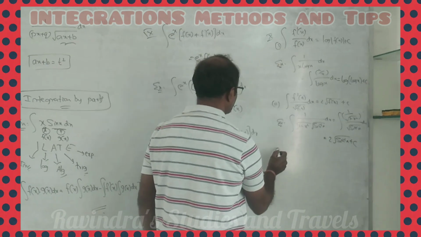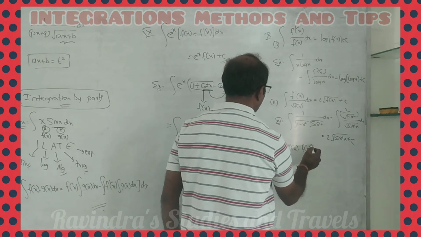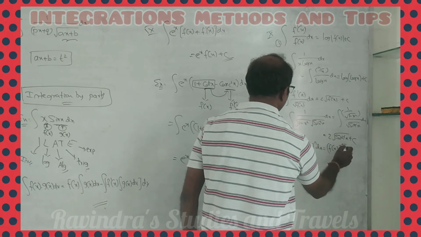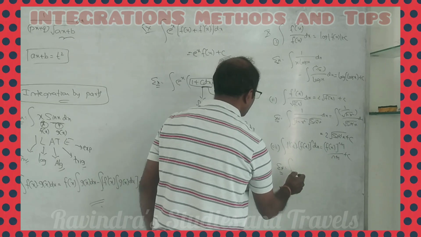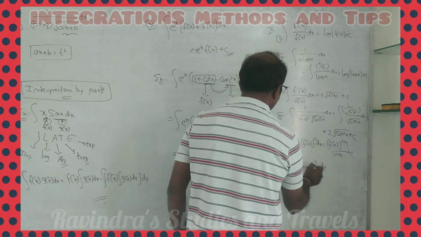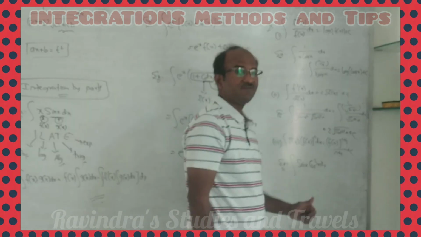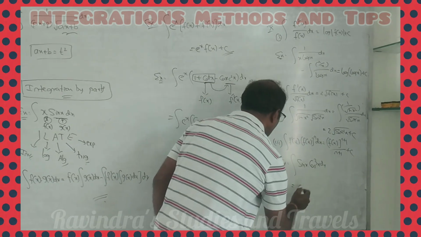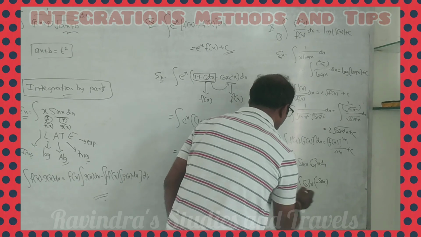Okay, next, integral f dash of x into f of x whole power n dx. Formula: f of x whole power n plus 1 by n plus 1 plus c. Example, integral sin x into cos cube x dx. Now observe here, cos x derivative is minus sin x. Minus is missing here. So you adjust this function as cos cube x into sin x, you write as minus sin x here and put minus outside.